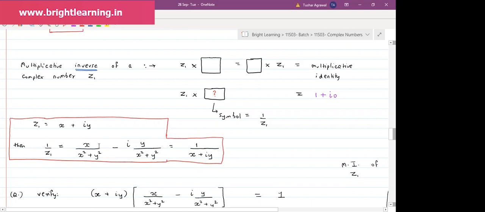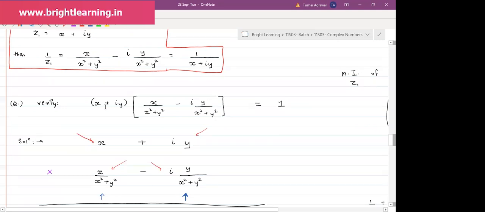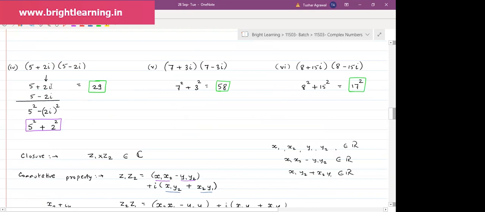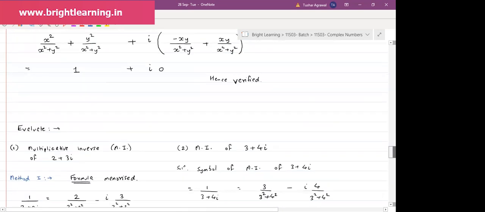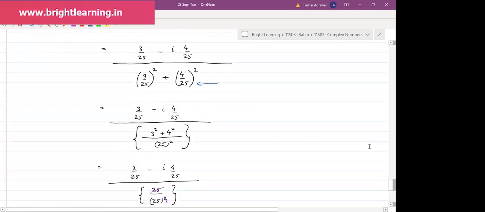How did I get this answer, we will see later. For now, let us just verify whether their multiplication is actually 1. This is the first complex number, x plus iy. This is the second complex number, x upon x square plus y square minus i times y upon x square plus y square, and we multiply like the previous multiplications that we did. So now you know how to calculate 1 upon z.